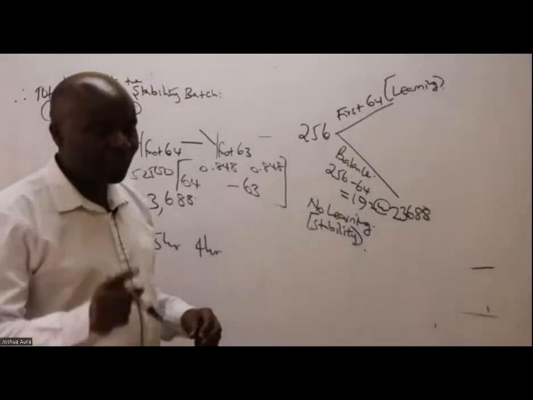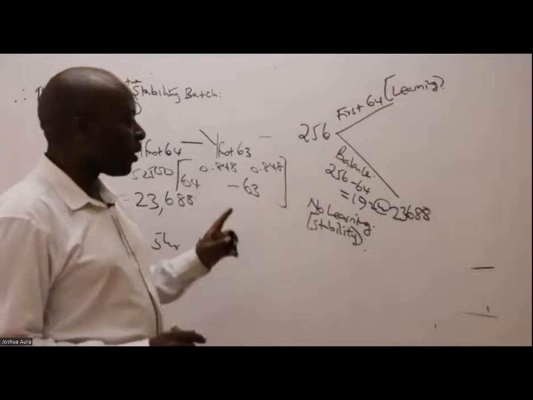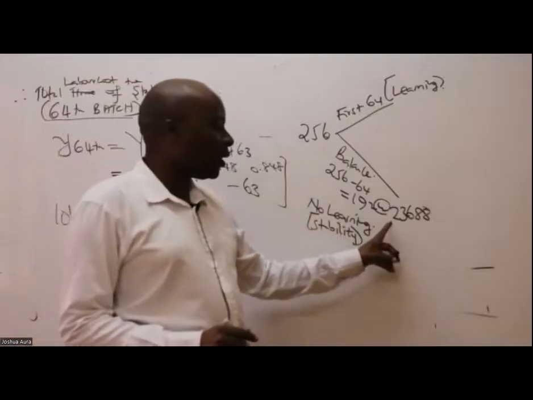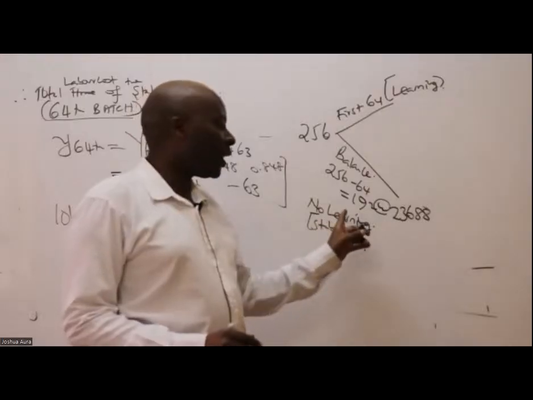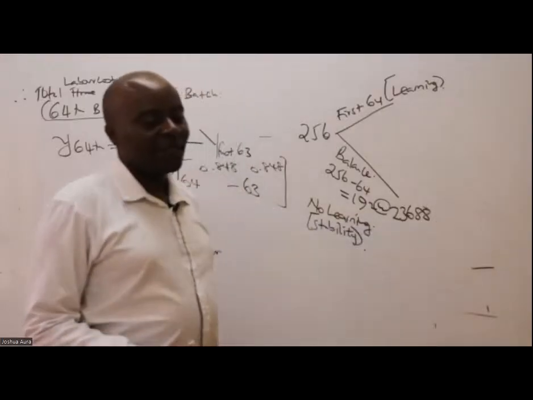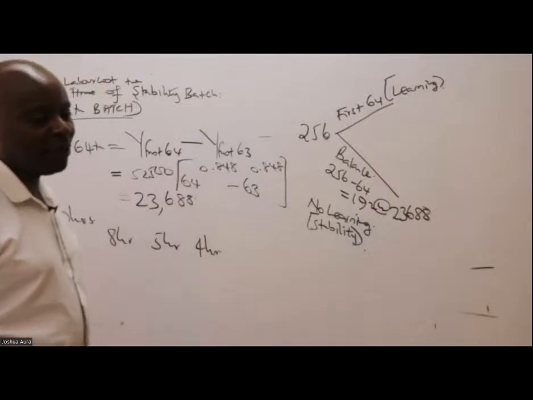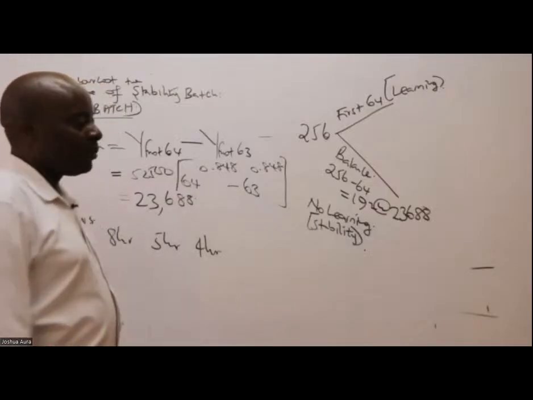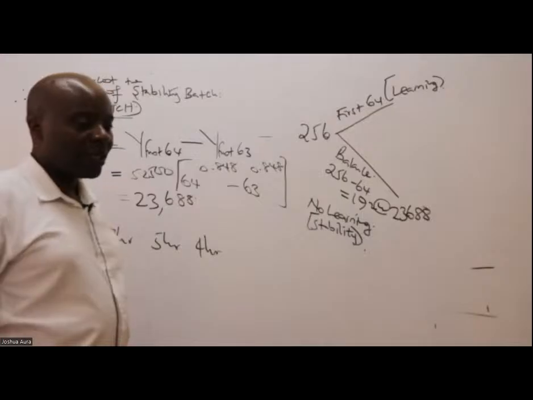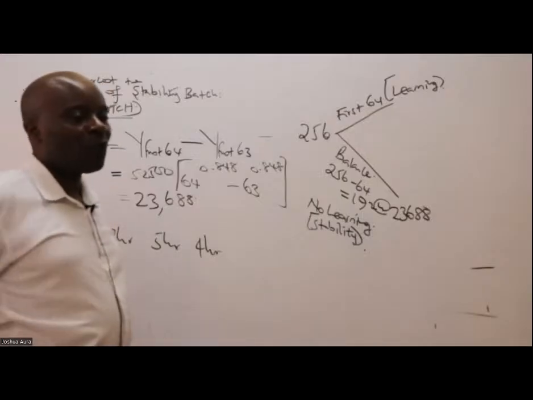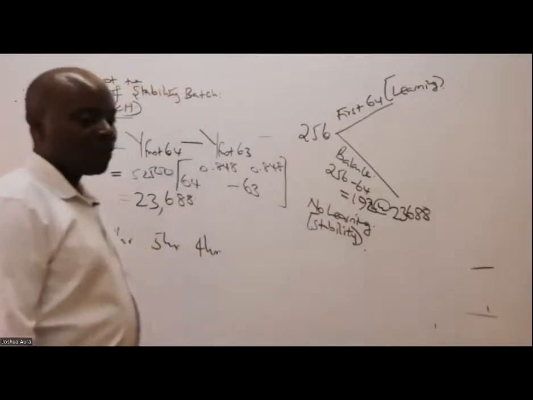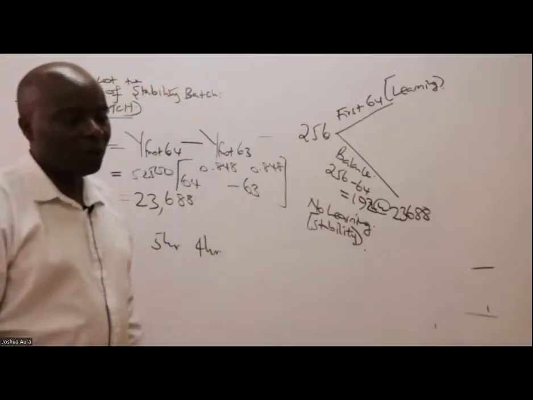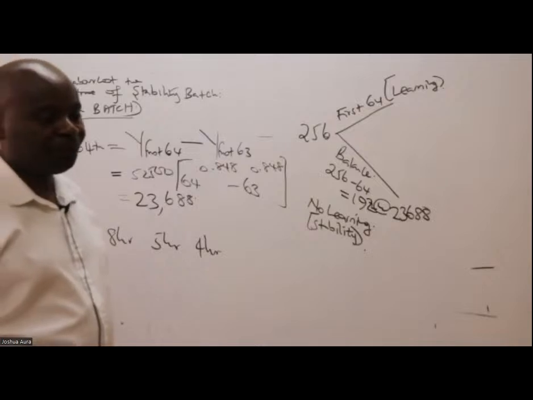Please help our Missy there. After we have stabilized, each of these will take 23,688. Could you kindly give me an answer here? 192 times 23,688 gives me what figure, somebody?